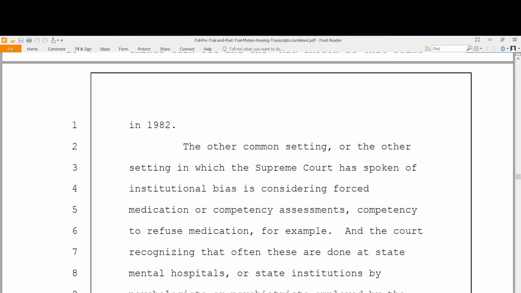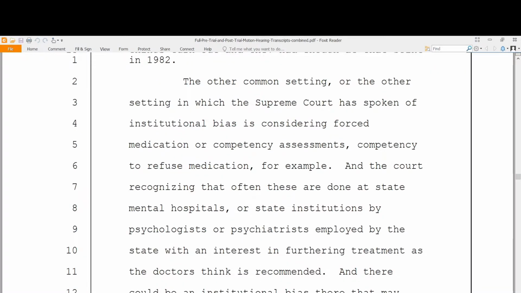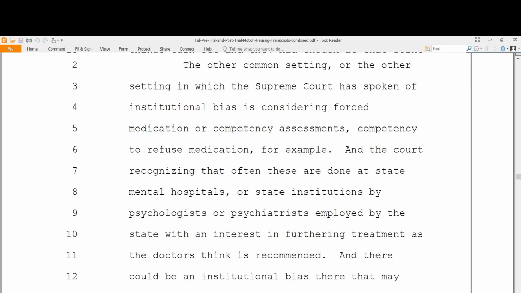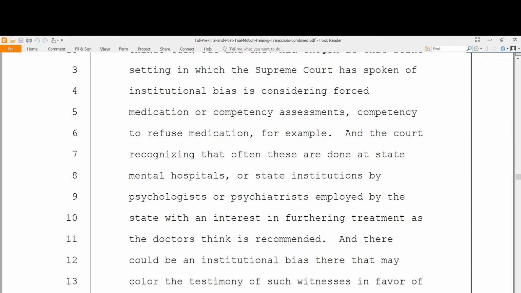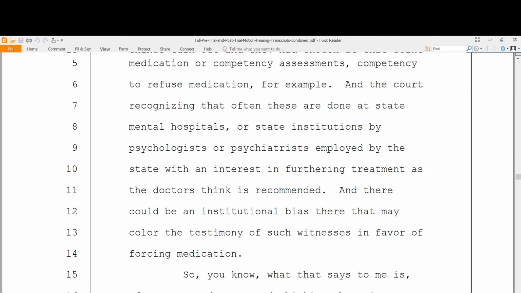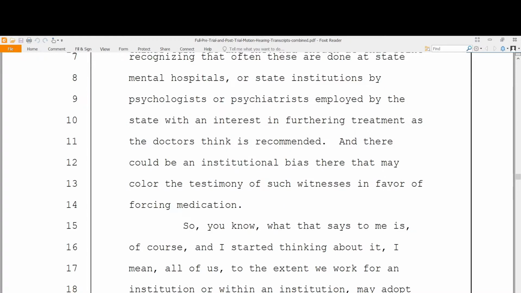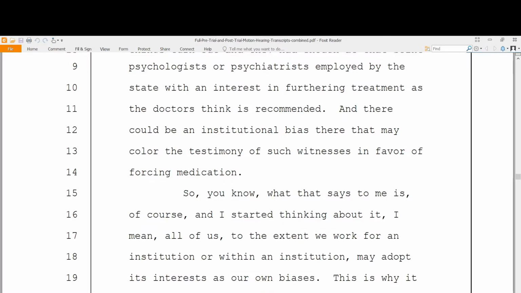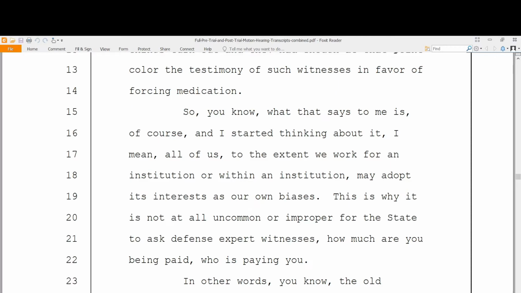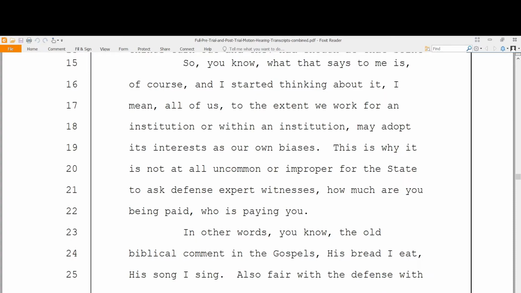in 1982. The other setting in which the Supreme Court has spoken of institutional bias is in considering forced medication or competency assessments, competency to refuse medication, for example, and the court recognizing that often these are done by state mental hospitals or state institutions, by psychologists or psychiatrists employed by the state with an interest in furthering treatment as the doctors think is recommended. And there could be an institutional bias that may color the testimony of such witnesses in favor of forcing medication. So what it says to me is, of course, and I started thinking about it, all of us, to the extent we work for an institution or within an institution, may adopt its interests as our own biases.